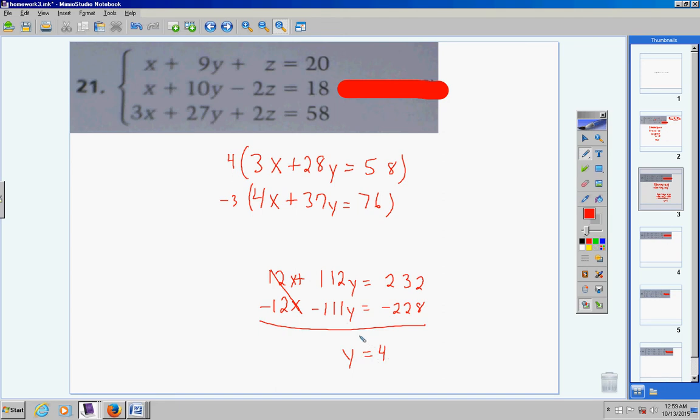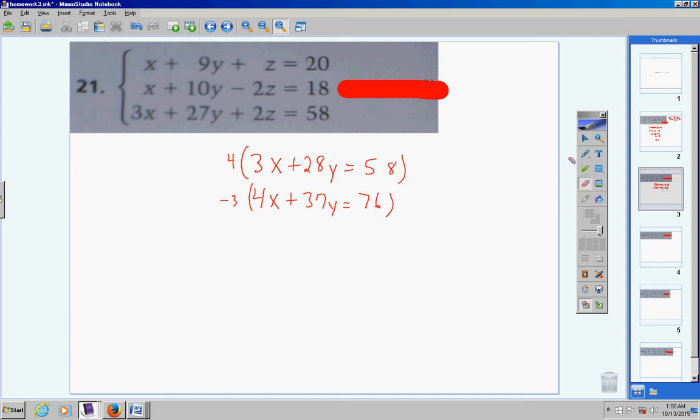Now, to be honest with you, we can substitute that in for here, here, here, or here. But if I erase this, I have got a little bit of space right here I can use. And that's what I'm going to do. So my answer so far, I've got a 4 right here for y. Well, let's see, 37 times 4 is going to give me 148.